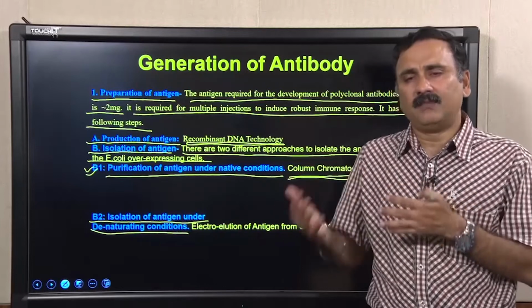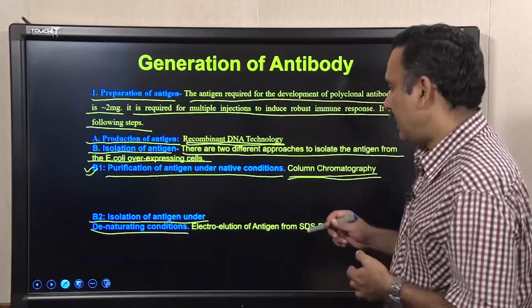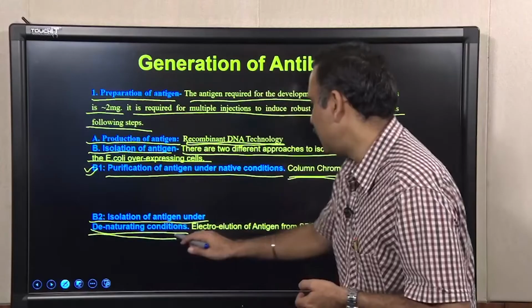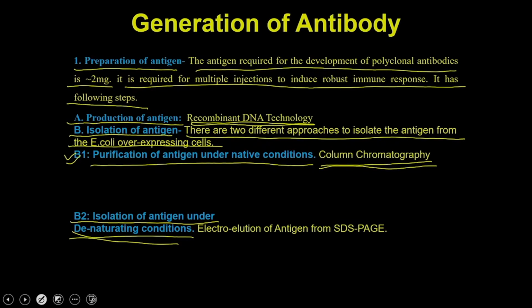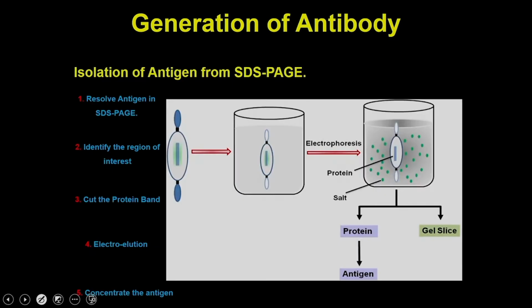So, it hardly matters. In the isolation of antigen under the denaturing conditions, what you are going to do is the electroelution of the antigen from the SDS-PAGE. So, let us see how you can isolate the antigens under the denaturing conditions using electroelution. The isolation of antigens from the SDS gel has multiple steps.